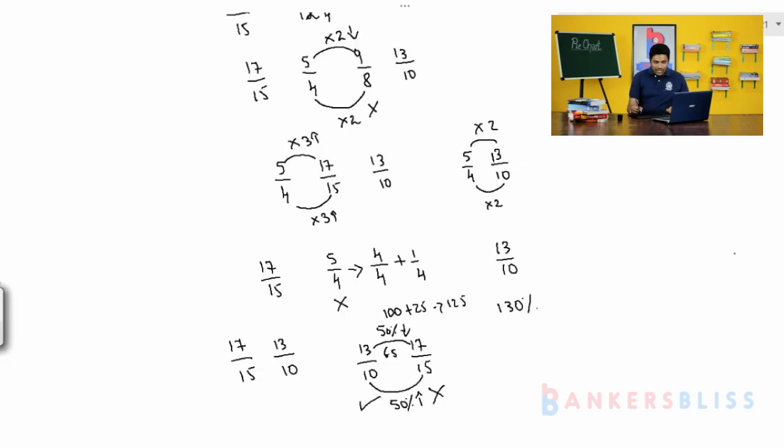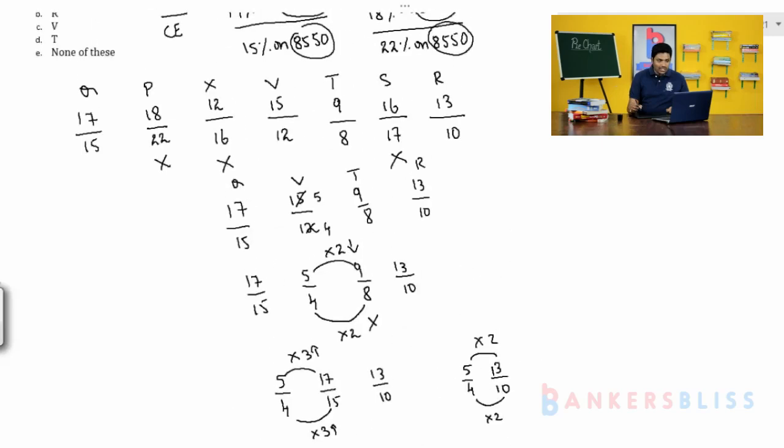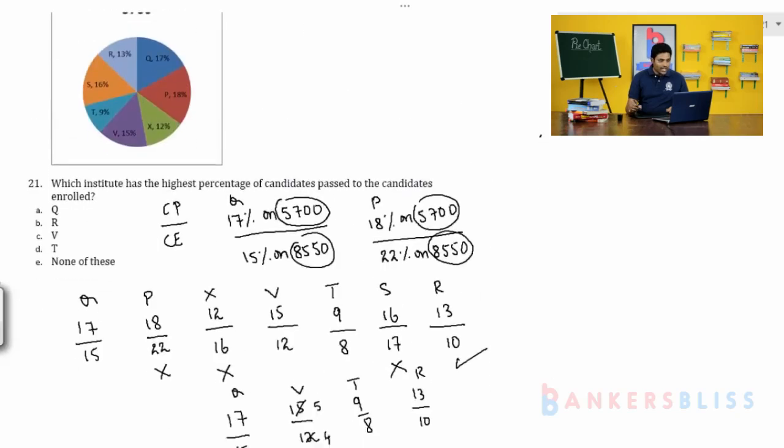So, 13 by 10 is represented by R, therefore, the highest percentage belongs to R. Option B is the right answer. Only through comparison we can decide which is the highest one. And one more thing let me tell you, just to explain it took more time, but once you practice, within a very short period of time you can easily solve these types of problems, and these types of problems you can expect in PO level.